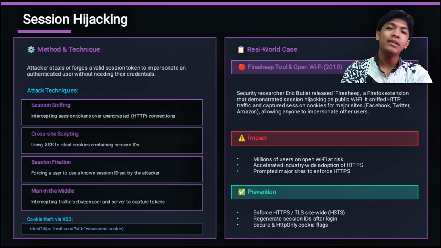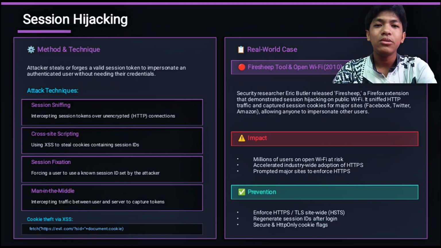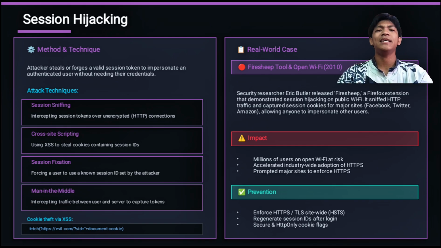For a real-world case, in 2010, security researcher Eric Butler released a Firefox extension called Firesheep to demonstrate session hijacking. He pointed it at open Wi-Fi networks like coffee shops, and it automatically sniffed HTTP traffic and captured session cookies for major sites like Facebook, Twitter, and Amazon. Anyone in the same coffee shop could click a button and instantly log in as another user on those sites. It was meant as a wake-up call, and it worked. The release of Firesheep directly accelerated the industry-wide adoption of HTTPS.